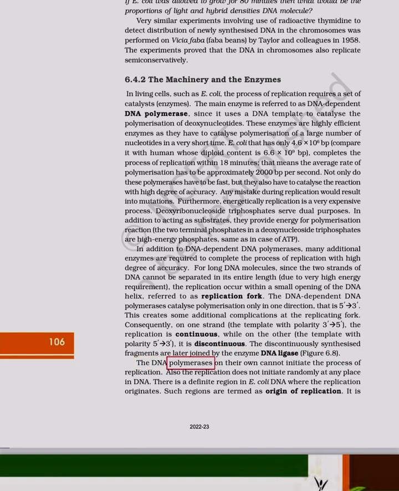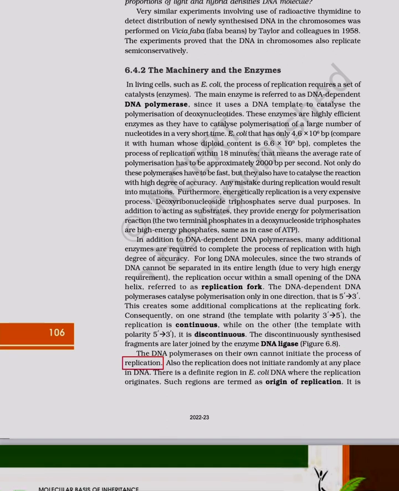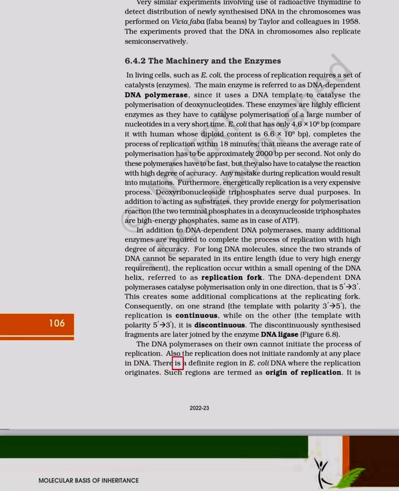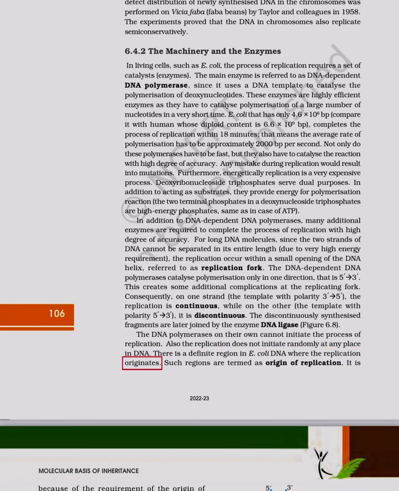The DNA polymerases on their own cannot initiate the process of replication. Also, the replication does not initiate randomly at any place in DNA. There is a definite region in E. coli DNA where the replication originates. Such regions are termed as origin of replication.